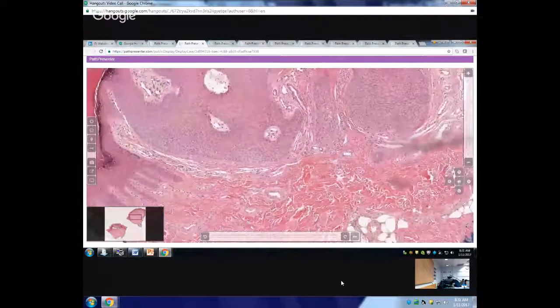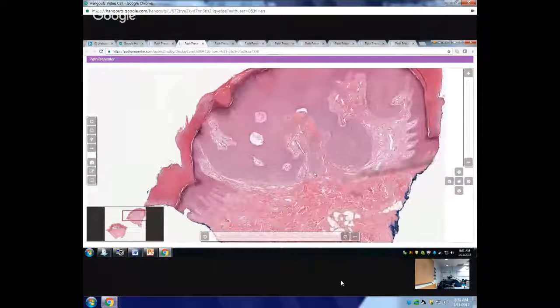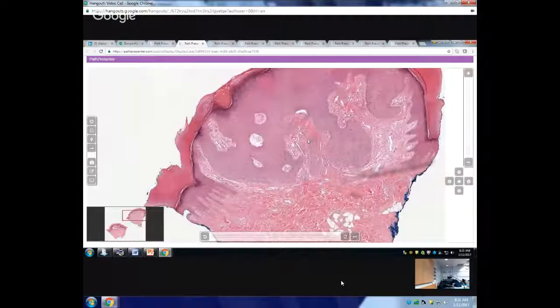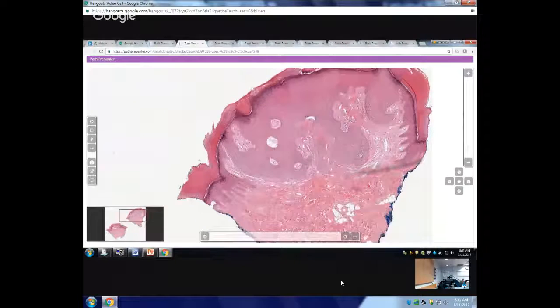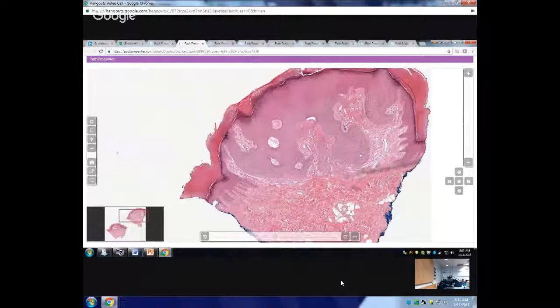Now another very striking feature on this low power is the stroma associated with this. What does the stroma contain? Vessels. There are a lot of blood vessels. If you see something like this and the stroma contains a lot of blood vessels, the first thought that should come to your mind is poroma. This is an eccrine poroma.